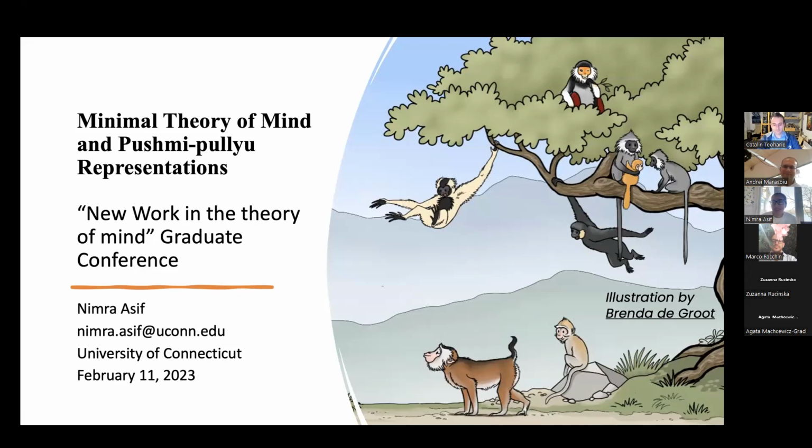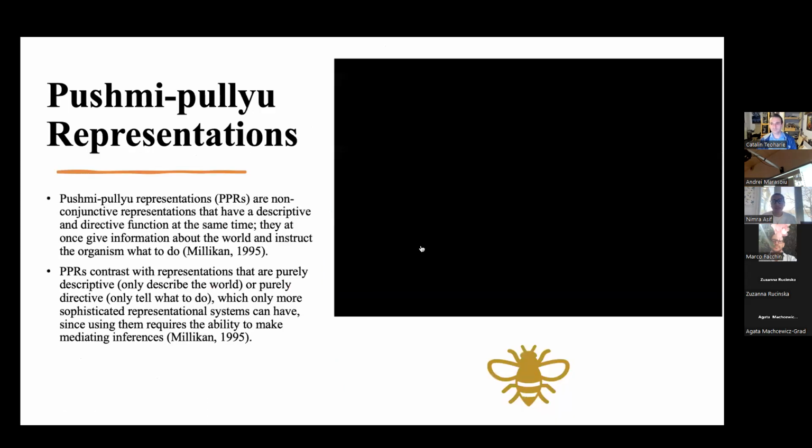Thank you for the introduction. So today I'm going to be talking about minimal theory of mind and Pushmi-pullyu representations. The first part of the talk will be an explanation of what Pushmi-pullyu representations, or PPRs for short, are. I'll explain some special features of PPRs, and then in the second half, I'll argue that PPRs can be used to articulate a minimal theory of mind account, which is a middle ground between mind reading and behavior reading.